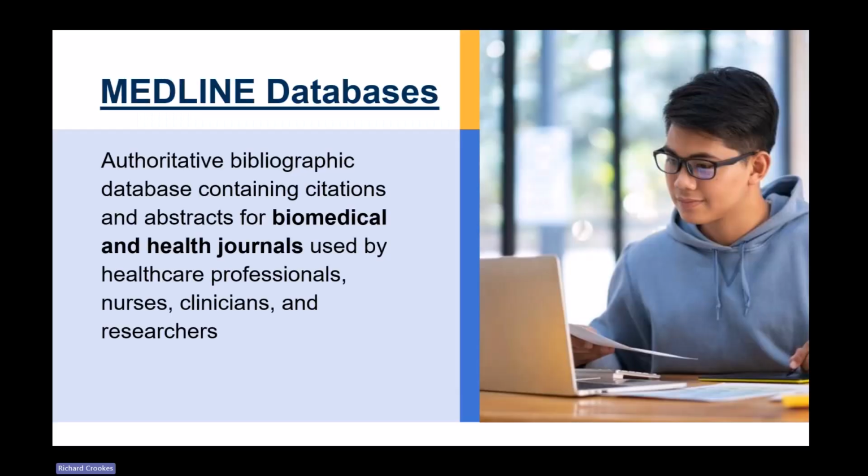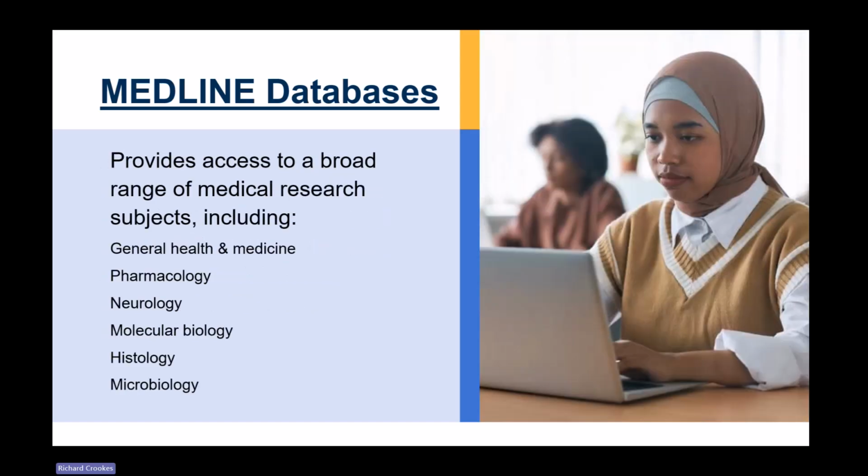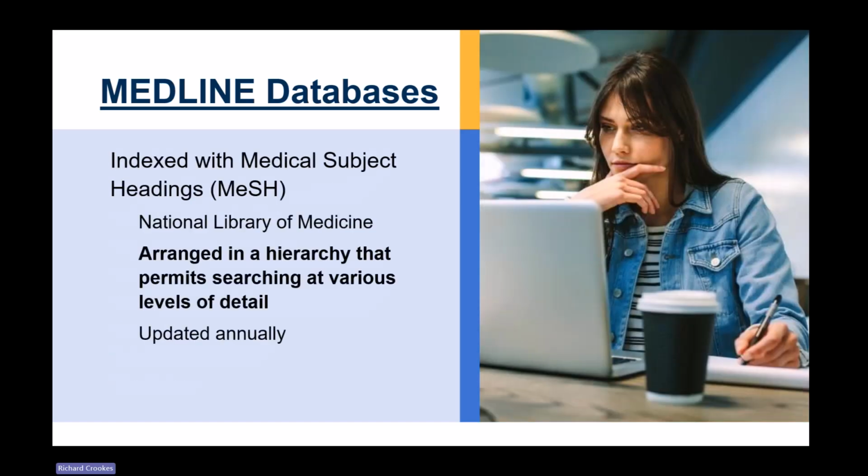We are looking at the authoritative bibliographic database, the biomedical database, which contains citations and abstracts for biomedical and health journals used, of course, by healthcare professionals, nurses, clinicians, and researchers, and more. Of course, yourselves as well, who are supporting clinicians through evidence searching and so on. Obviously, it covers a broad range of medical research subjects from general health and medicine to pharmacology, neurology, histology, and so on. And then also a key element of Medline is the MeSH indexing.